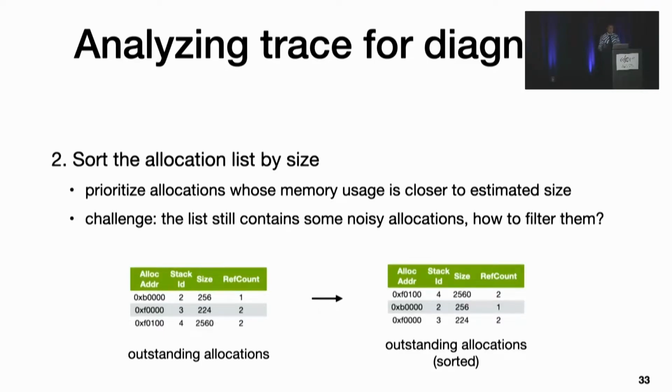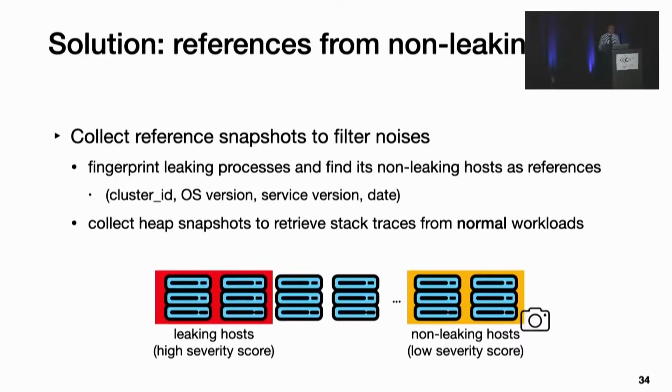But a list may still contain many noisy stack traces. Developers cannot afford to check them all. How do we filter them? Our solution is to collect reference snapshots. Besides taking heap snapshots of the leaking process, RESIN performs a fingerprinting step that takes heap snapshots of non-leaking processes to build a reference database. Non-leaking nodes are determined by the calculated severity score.